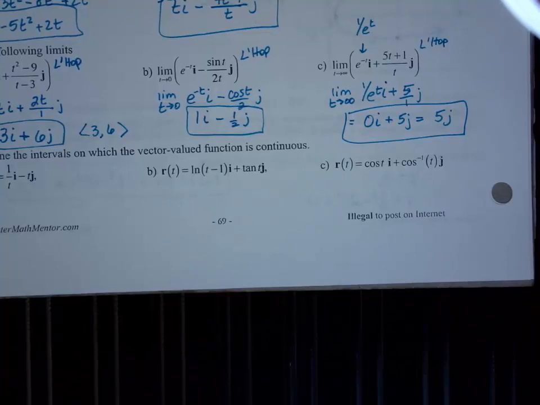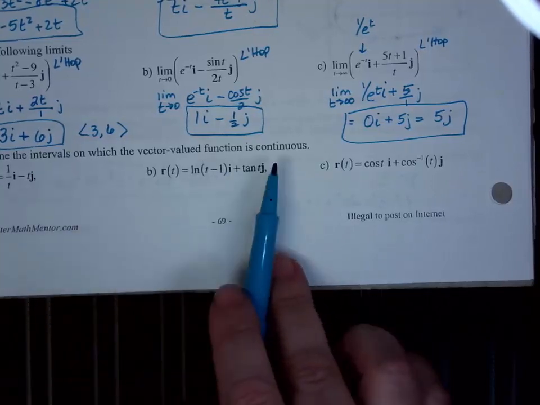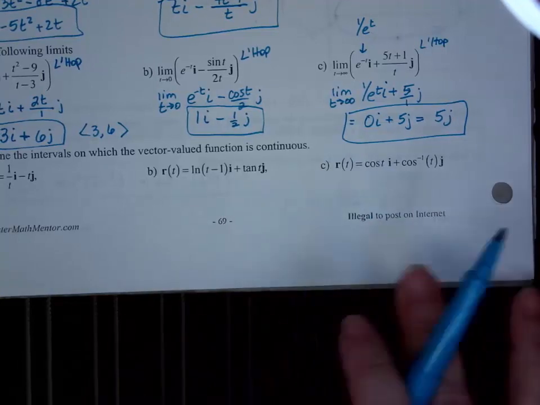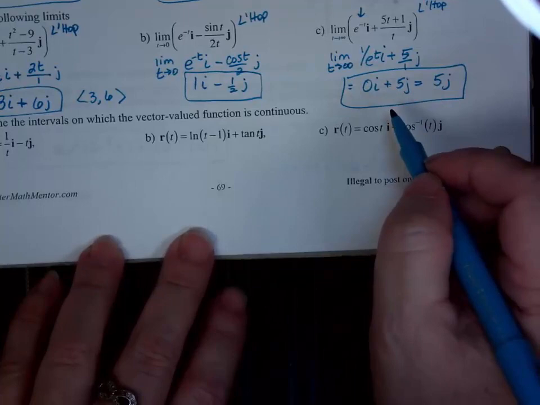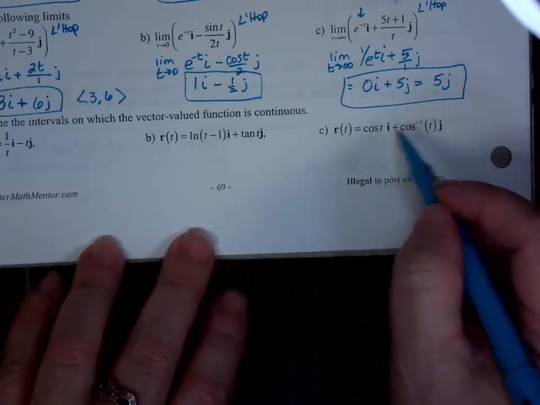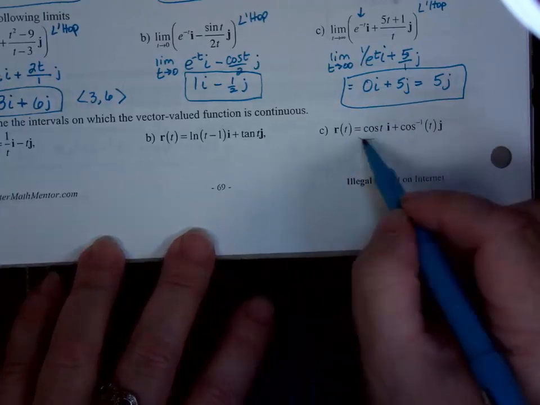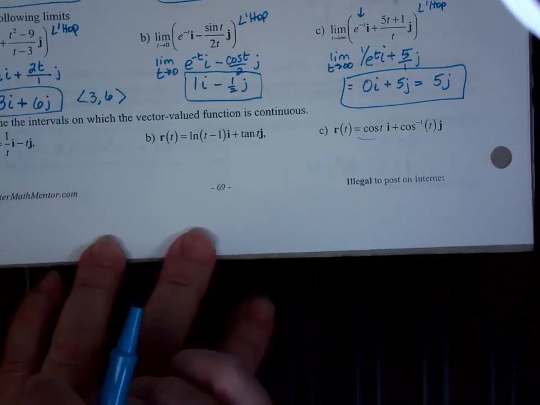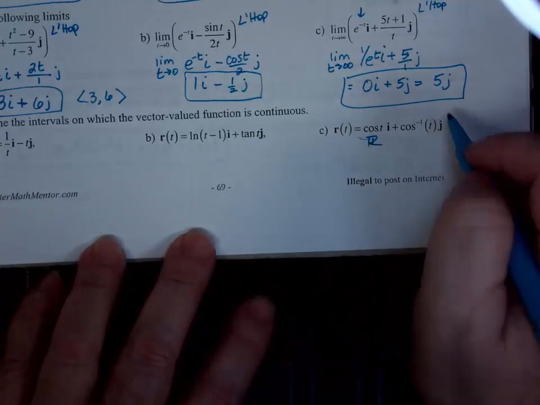Okay, let's talk a little bit about continuity. Determine the intervals on which the vector valued function is continuous, because this will be on the homework. We're only going to do letter C. So we want to know basically what the domain is, where it's going to be continuous. The limit is equal to the y value. So what am I going to be looking at for cosine? What can I plug in for t? Anything I want. So that's still all real numbers.